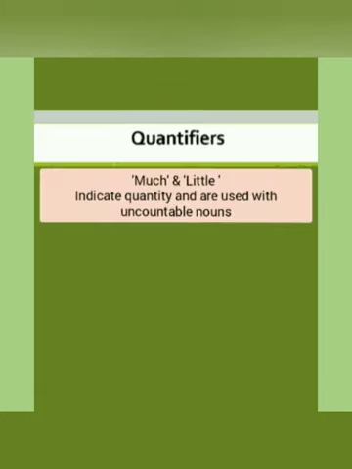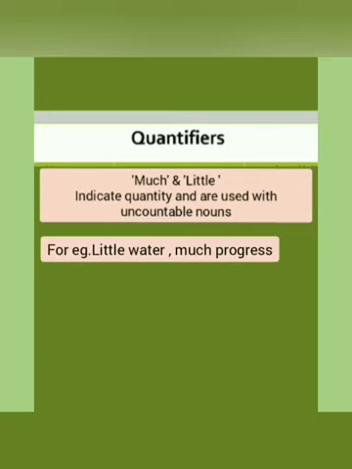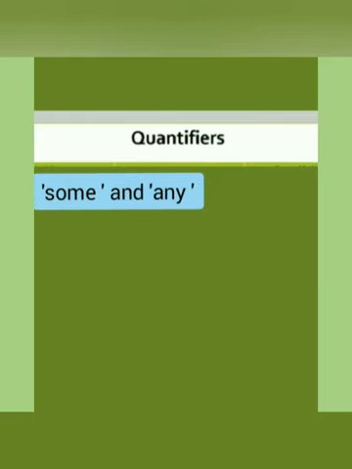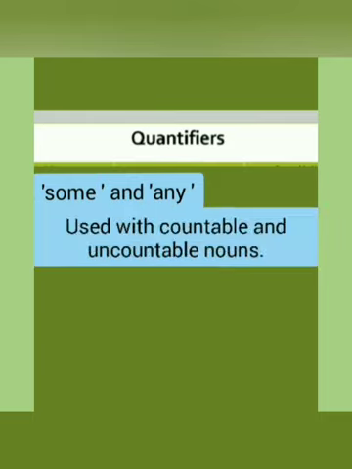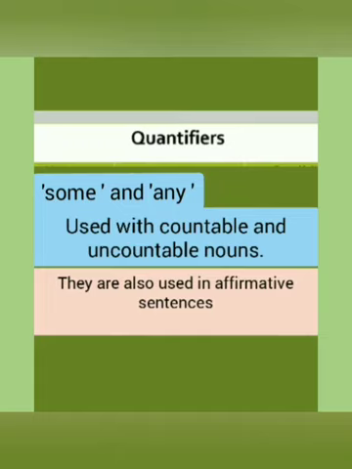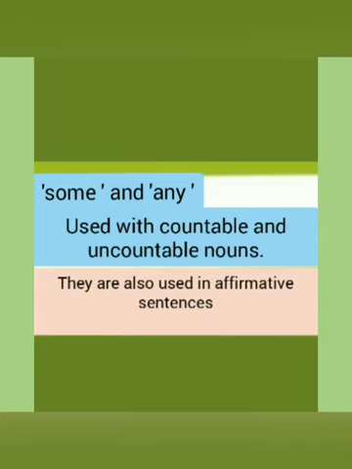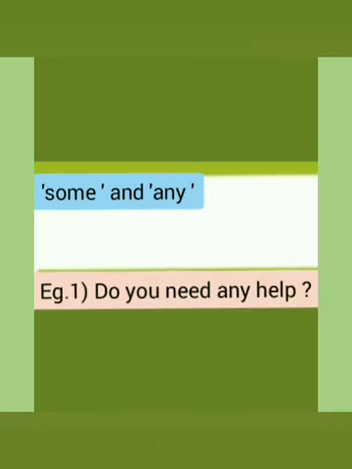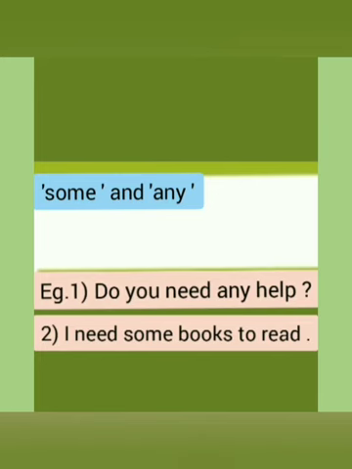Then much and little indicate quantity. They are used with uncountable nouns. For example, little water, much progress. Then some and any can be used with both countable and uncountable nouns. So they are used to refer to both quantity and number. Also, they are used in affirmative sentences and they can be used in interrogative sentences. For example, do you need any help? Or it can be, I need some books to read.